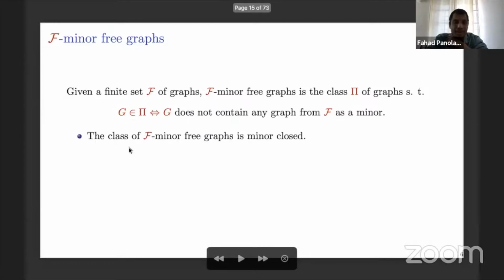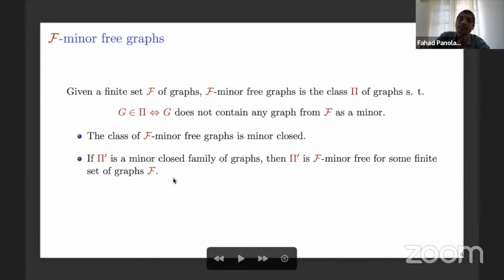And the class of F minor free graphs is minor closed, which means that if G belongs to this class pi, which is F minor free, then any minor of G also belongs to the class pi. Because if in a minor you are able to see a forbidden structure from F, then in G also you will be able to see it. Because of that, F minor free graphs are closed under taking minors.